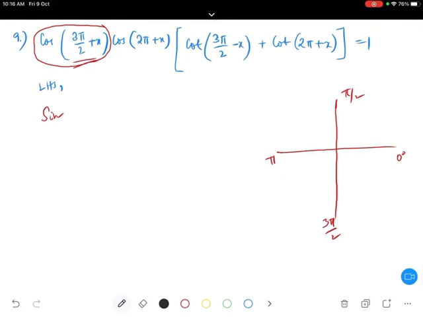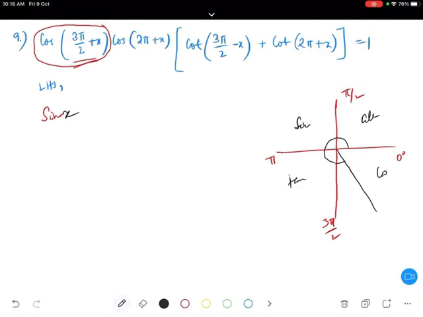Very good. This much is 3 pi by 2, and 3 pi by 2 plus x is more than that, so it lies in the fourth quadrant. In the fourth quadrant, is cos positive or negative? All sine tan cos: cos is positive. Guys, please revise. It will be sin x.